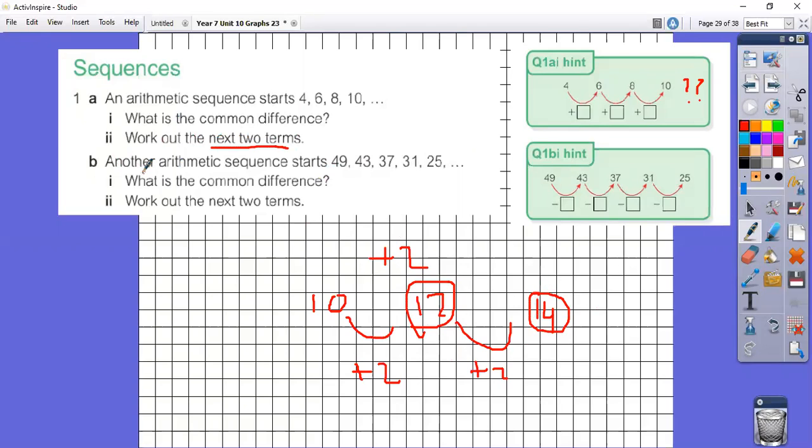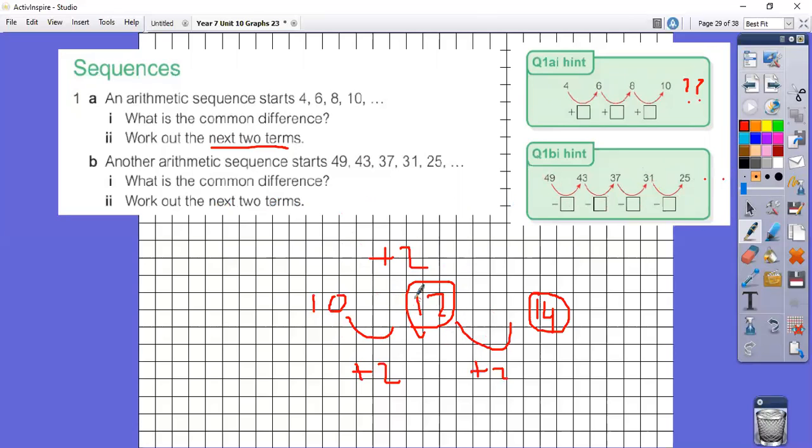Now, part B says another arithmetic sequence starts as 49, 43, 37, 31, 25. So from here you can see it's a descending sequence. It's getting smaller each time. But again, look at first what is the common difference. So what is the difference between these numbers? So you've got the hint here to help you. And then work out the next two terms. So what will come after 25 and what will come after that.